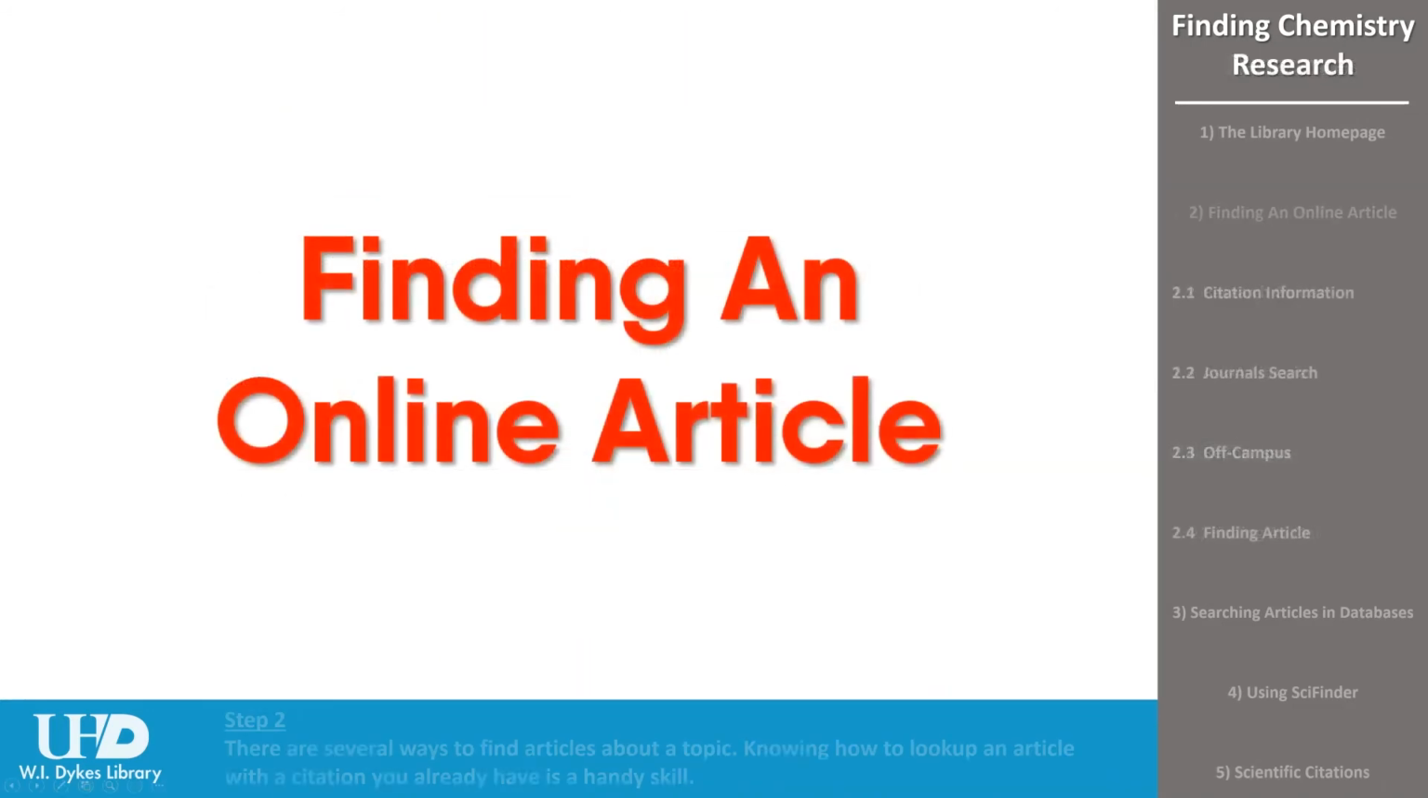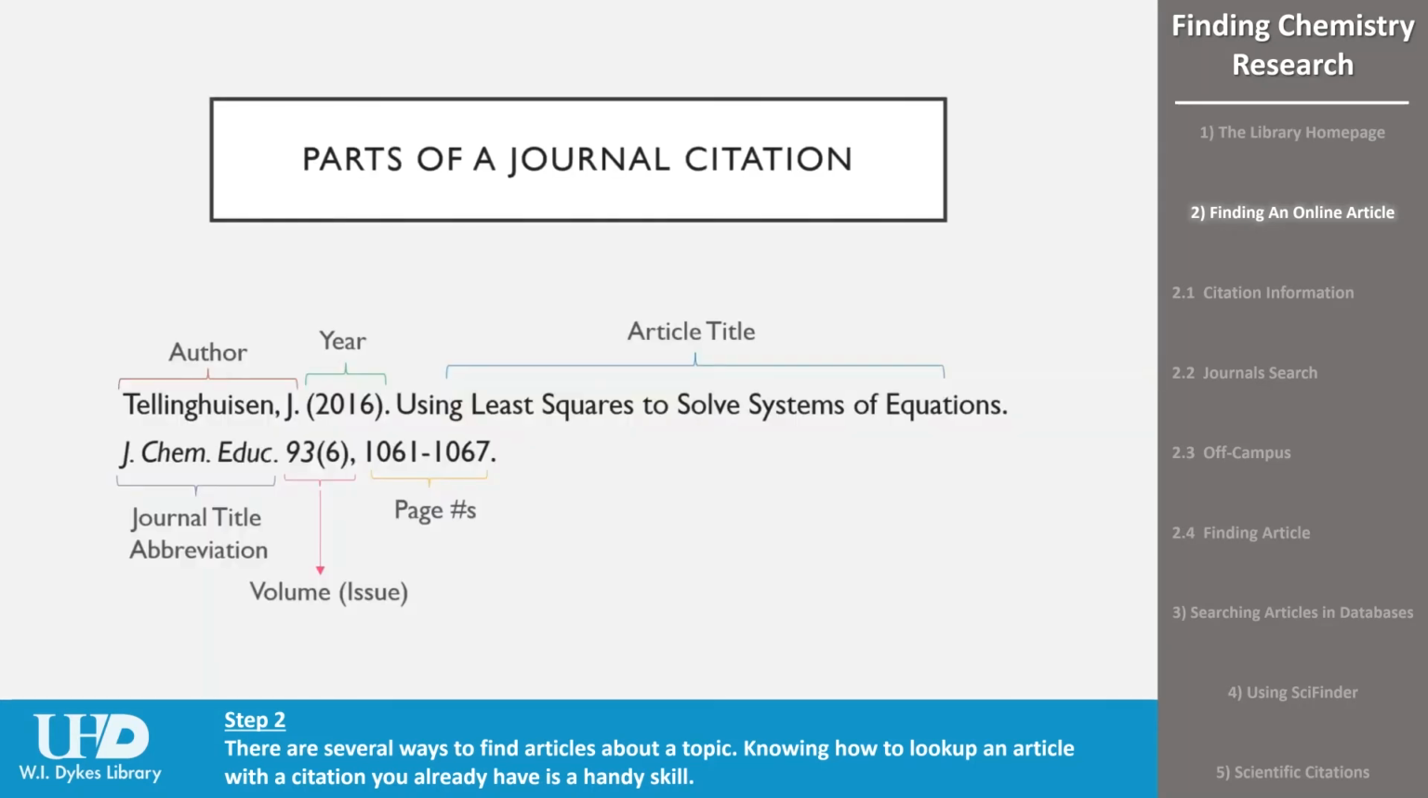There are several ways to find articles about a topic you're interested in researching. Whether your instructor has provided you with a citation to look up, or you found a citation in a book or paper you'd like to read, knowing how to look up an article with a citation you already have is a handy skill. To find an article from a known citation, first look at the citation itself. Your citation will have, at minimum, the journal title abbreviation, the volume, and the date of publication. Sometimes you'll have a complete citation, including author, title, and issue number.